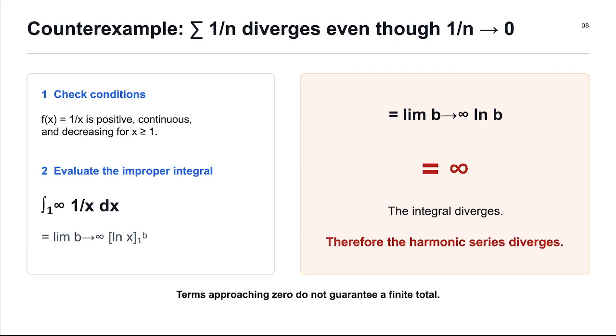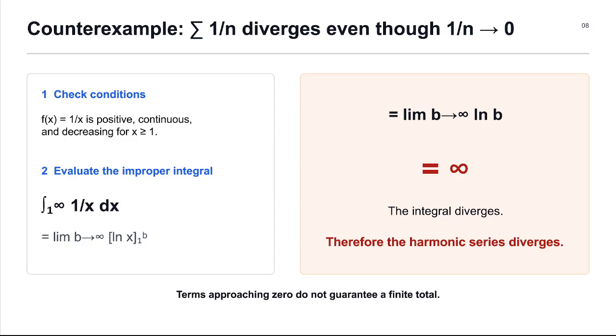The harmonic series. Now let us consider the harmonic series, which is the sum of 1 over n. The individual terms of 1 over n approach 0. However, this does not guarantee that the series converges.